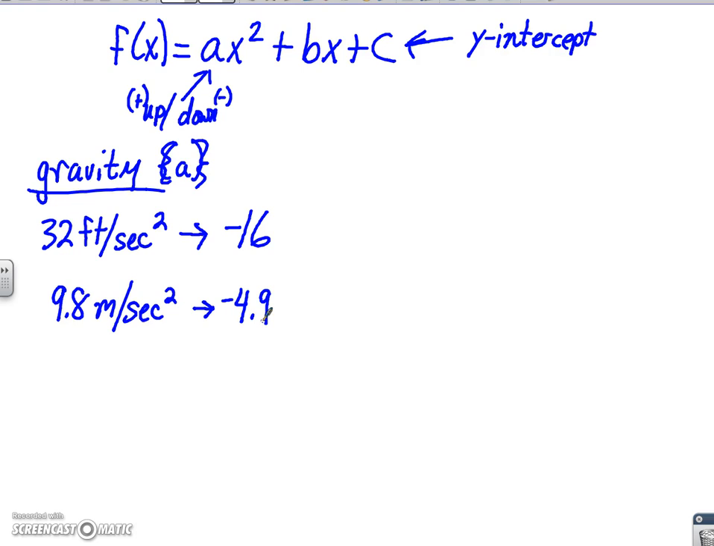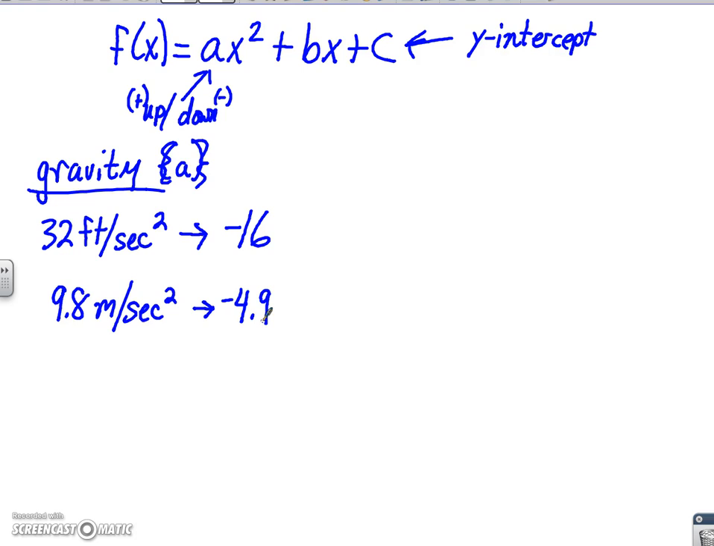So that's our a, where gravity is represented. We can look at that a and see if it's negative 16, we know we're dealing with feet and with gravity. If it's a negative 4.9 equation, then we know that we're dealing with the metric system, with meters. And here again, we're dealing with gravity.